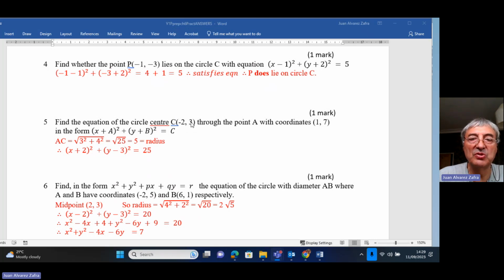Because the center is (-2, 3), the equation will be (x + 2)² + (y - 3)², and that will be equal to the radius squared, and the radius will be just the distance from the center of the circle to a point on the circle.